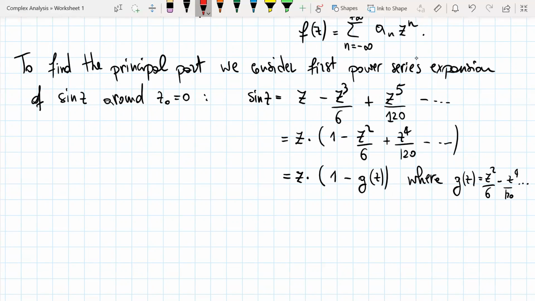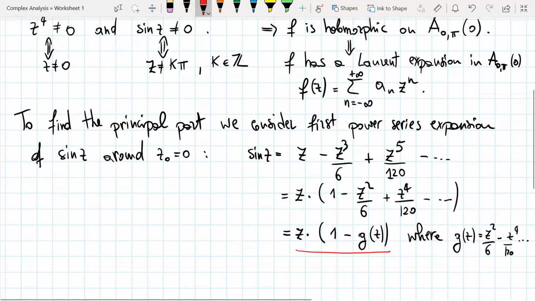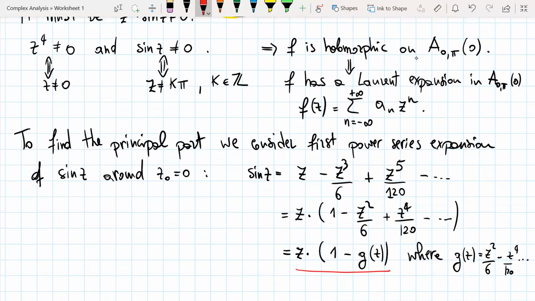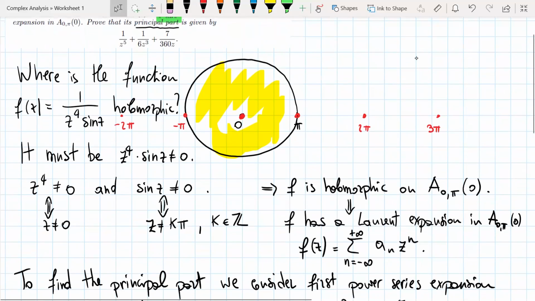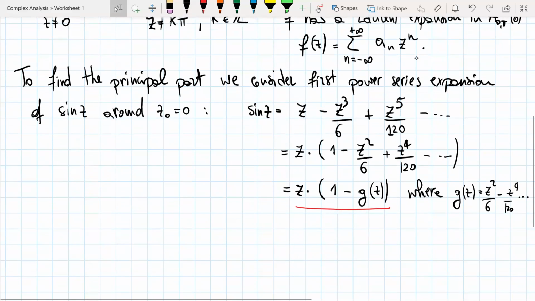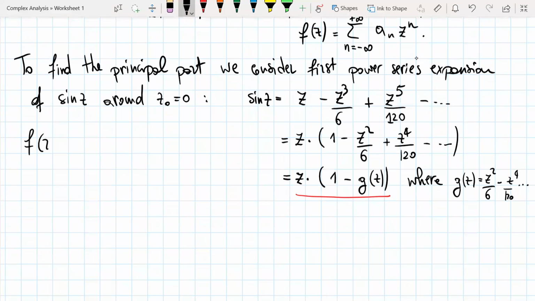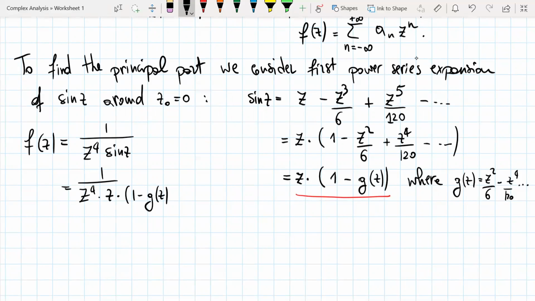Okay, so let me then substitute this expression for sine of z inside the formula for f that we have here. So f of z is 1 over z to the 4th sine of z. And we can rewrite sine of z as z times 1 minus g of z. So this is 1 over z to the 5th times 1 over 1 minus g.